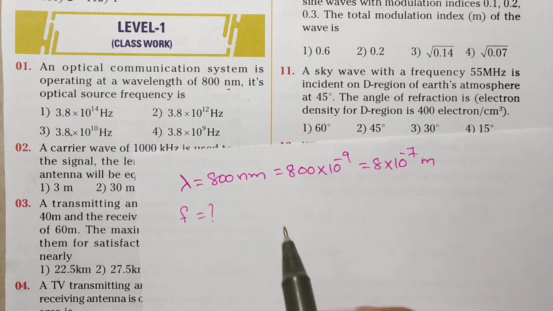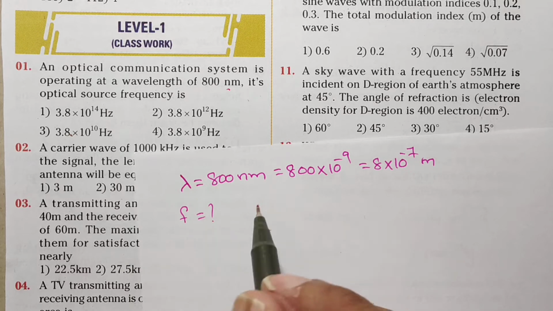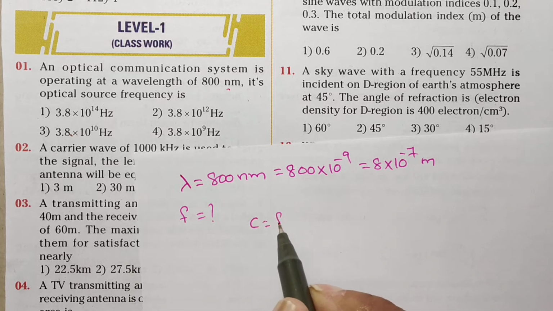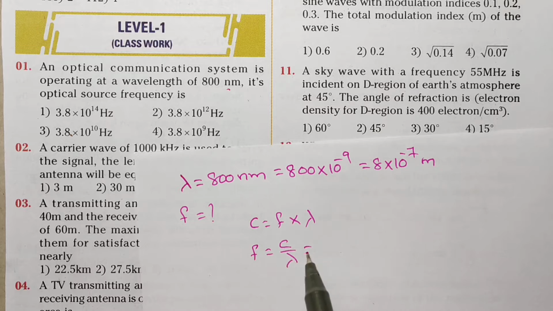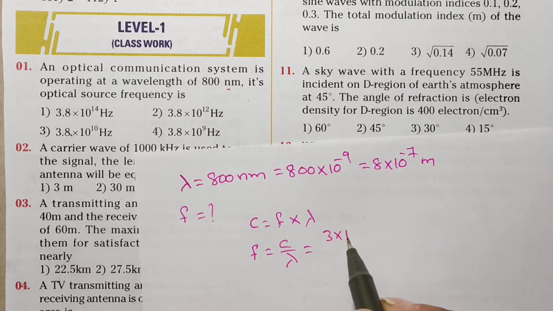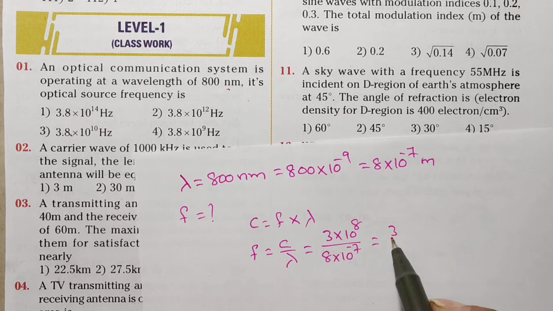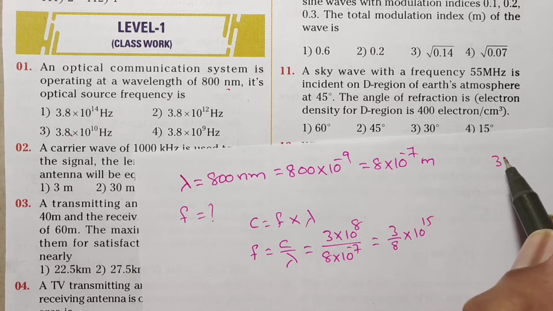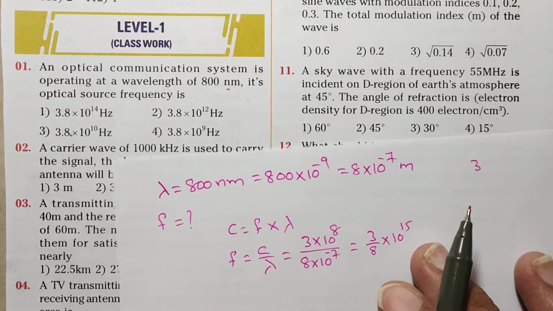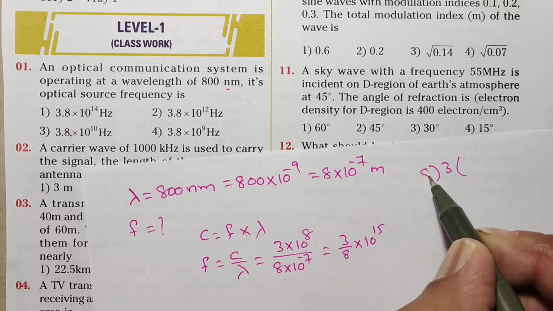We have to find the relationship between the frequency and the wavelength. Velocity is equal to frequency into wavelength. It means frequency f is equal to c by lambda. C means 3 into 10 to the power of 8, and the wavelength lambda they have given is 8 into 10 to the power of minus 7. That means 3 by 8 into 10 to the power of 15. On solving, 3 divided by 8.